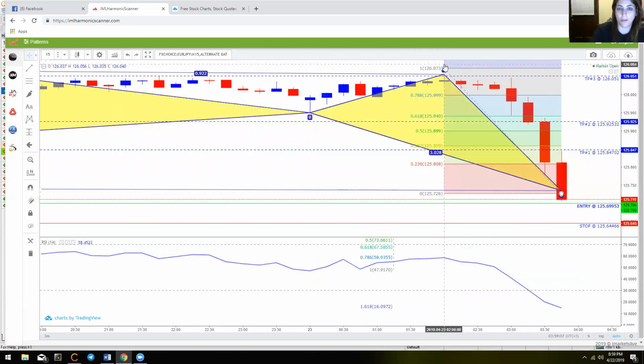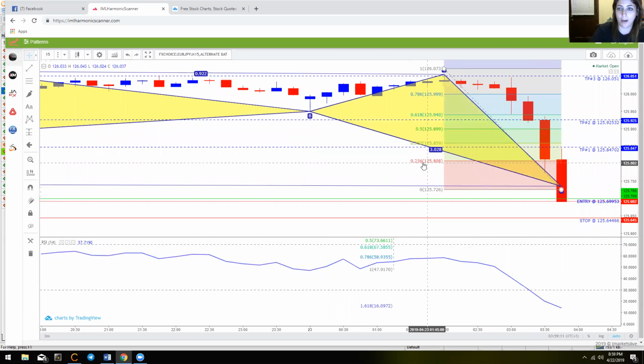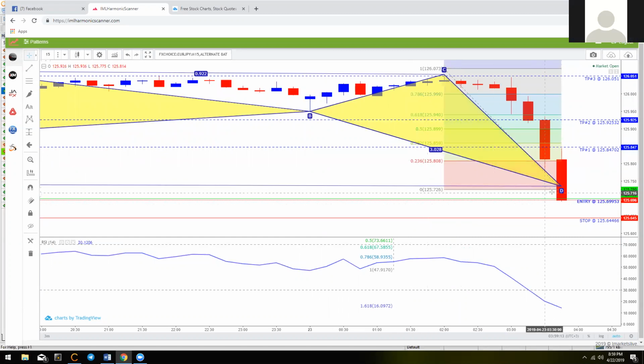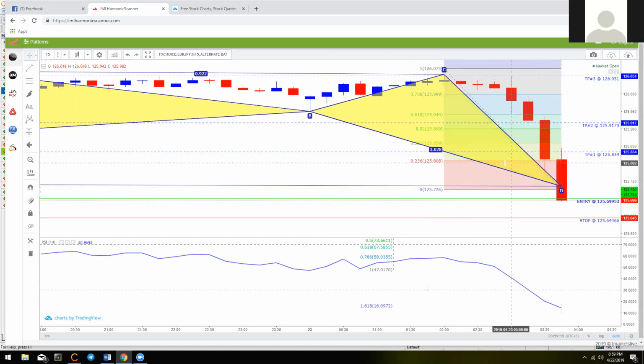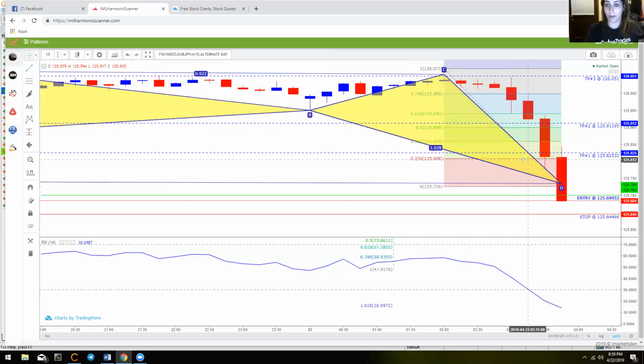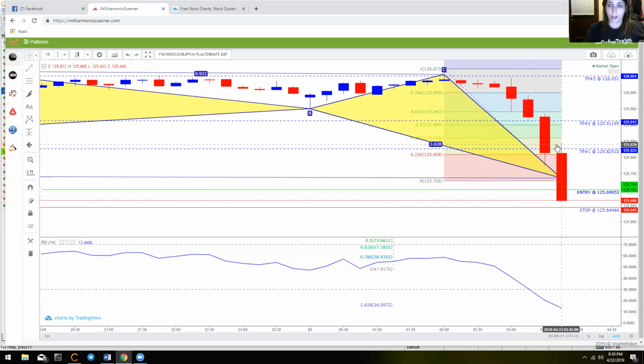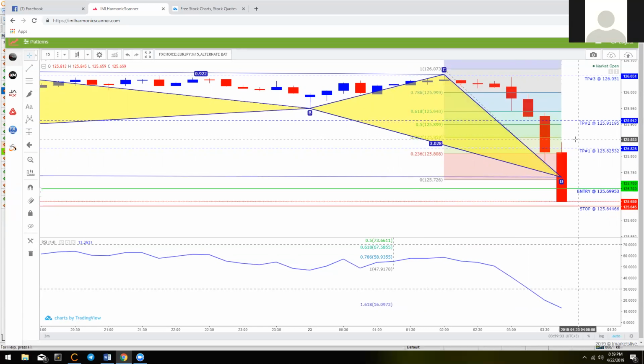So I drew it from the top to the bottom. The 23.6% is right here. So once price comes up, I would put a buy stop at that 23.6%, which is the 125,808, which looks like it already activated if I would have already been in it. And I would take profit at the 38, and the 38 is right here.